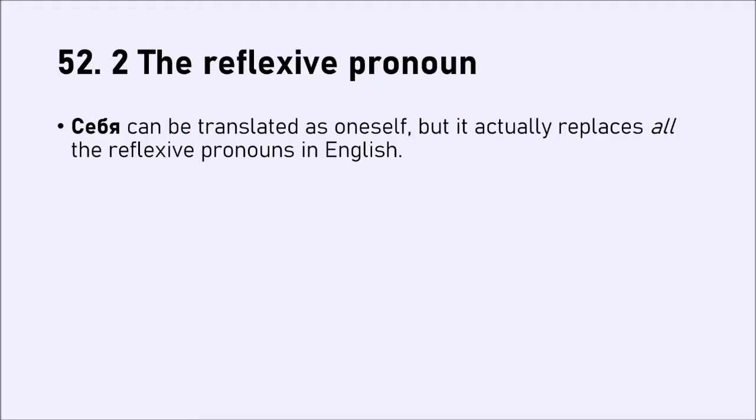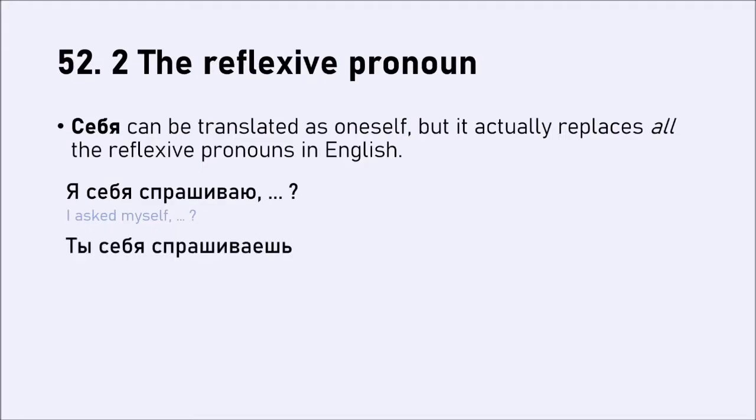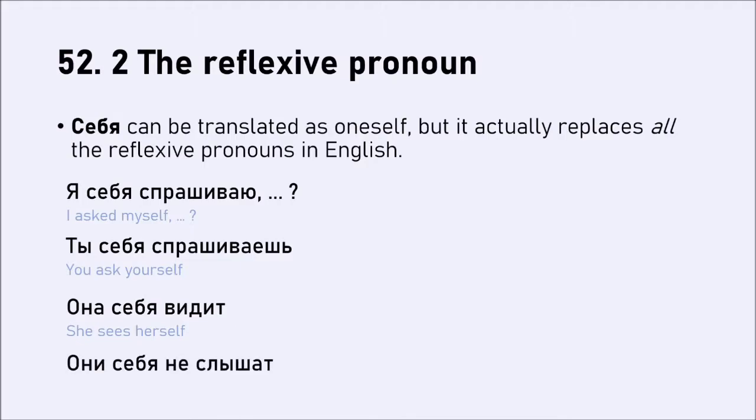For example, я себя спрашиваю. I ask myself. Ты себя спрашиваешь. You ask yourself. Она себя видит. She sees herself, maybe in the mirror or in a reflection in the water, something like that. Они себя не слышат. They don't hear themselves. So all the same word, no matter who the subject is, it's all one word, себя.